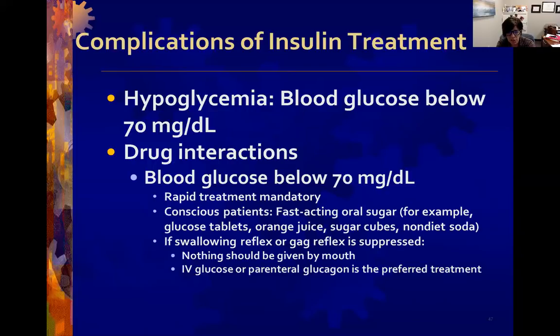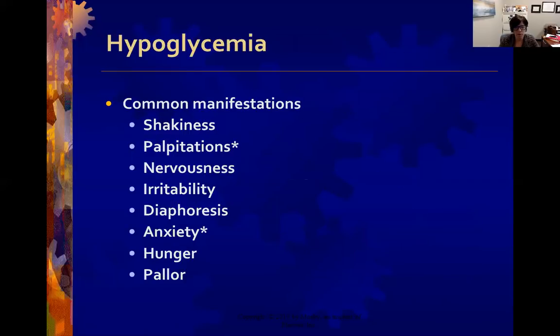If the patient's conscious, make sure you have something oral on hand: orange juice, a soda, glucose tablets, sugar cubes. If swallowing is impaired or there is no gag reflex, nothing is given by mouth. We saw the clip on Seinfeld last year, remember, where he was unconscious and they were putting cookies in his mouth. That is what you don't do. So you want to give IV glucose or glucagon. And you saw that when Christina came in, she has a glucagon pen ready.